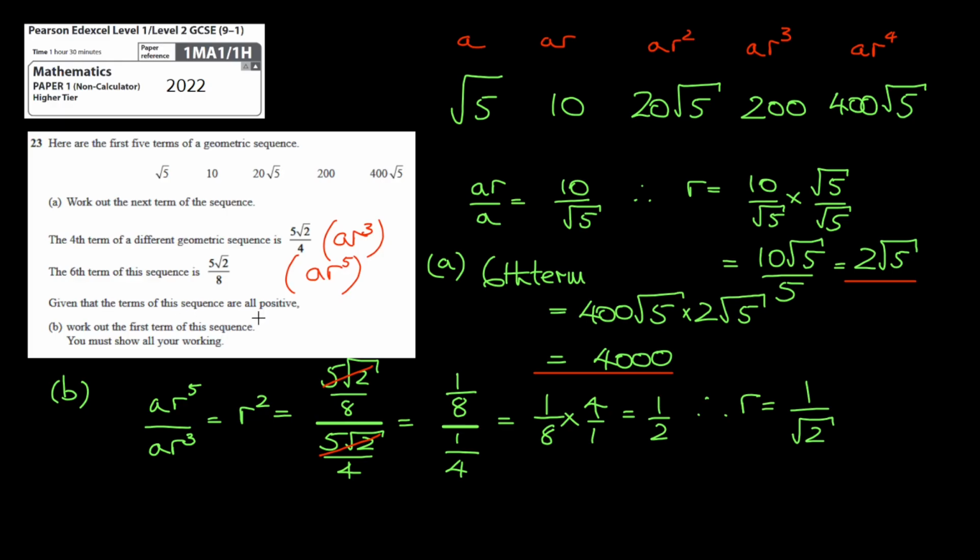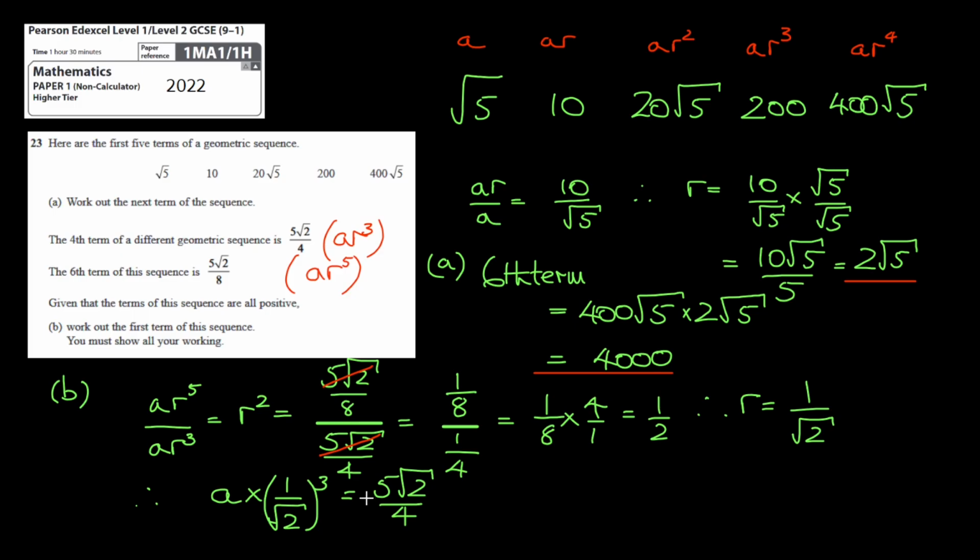And because we're told all terms in the sequence are positive, I'm just going to take the positive result of R here. But let's see what happens. Okay, so I can now say, to find A, let's take the AR cubed term. So A multiplied by 1 over root 2 cubed must be equal to 5 root 2 over 4.